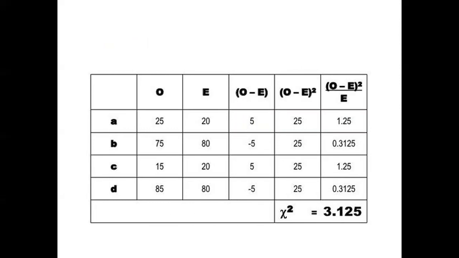Chi-square comes 0.3125. For C value, observed is 15, expected is 20, O minus E is 5, (O minus E) whole square 25, chi-square is 1.25. So this is how. Then comes grand chi-square. We calculated the grand total of (O minus E) whole square upon E, the summation of all chi-square values: 1.25 plus 0.3125 plus 1.25 plus 0.3125, it comes out grand chi-square is 3.125. So this is our calculated chi-square.